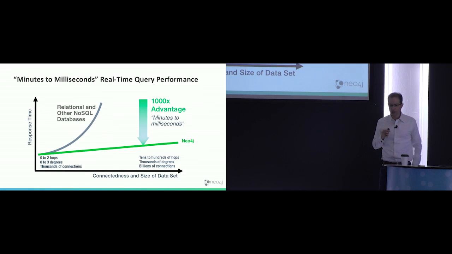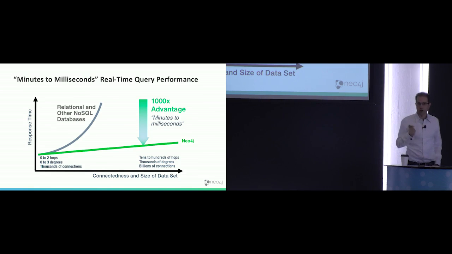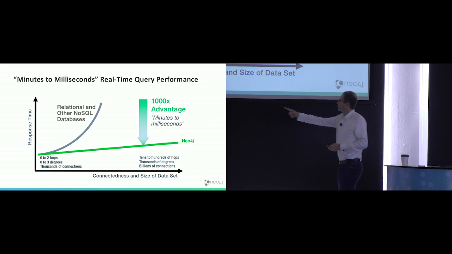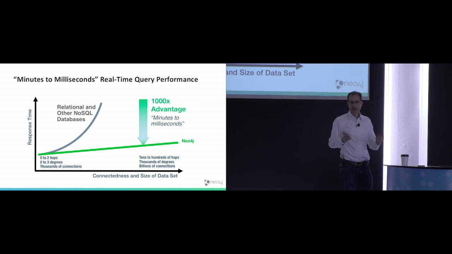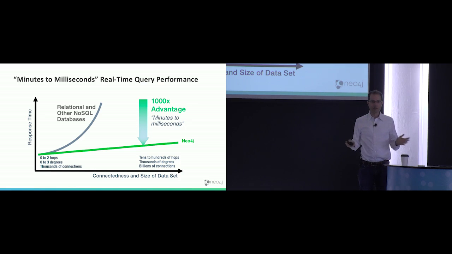So this is one of the key differentiators, and the result is time and time again I see our customers and our users show me charts that look something like this. I've contrived this one, but it is meant to describe the point. On the x-axis, the farther I am to the right, the bigger the data set and the more densely connected the data set, like the more average relationships per node. And then my response time is on the y-axis.